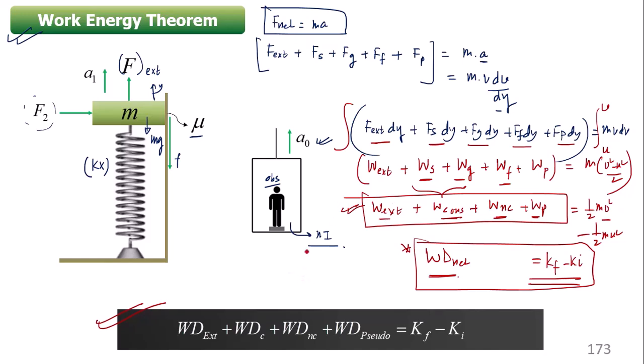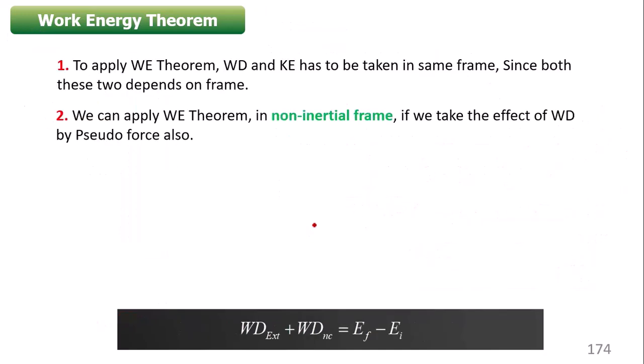Now we have to modify this. How to modify this? To apply the work energy theorem, work done and kinetic energy have to be taken in the same frame. Why? Because we know that work done depends on frame, and since the velocity component is inside the kinetic energy, velocity is also dependent on frame. So both work done and kinetic energy have to be taken in the same frame. And we can apply the work energy theorem in a non-inertial frame also, because in this situation I have to take care of the work done by the pseudo force also.